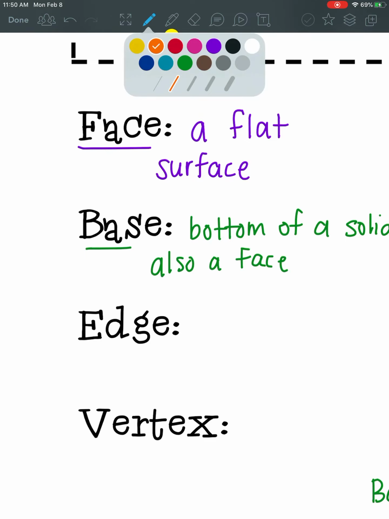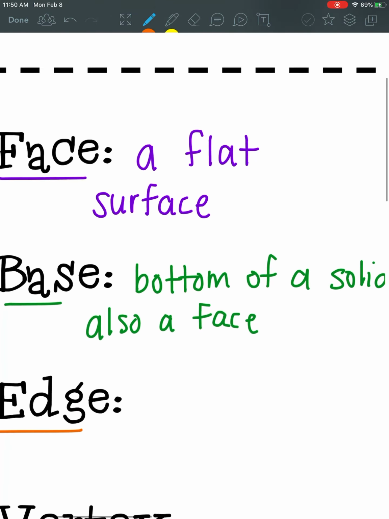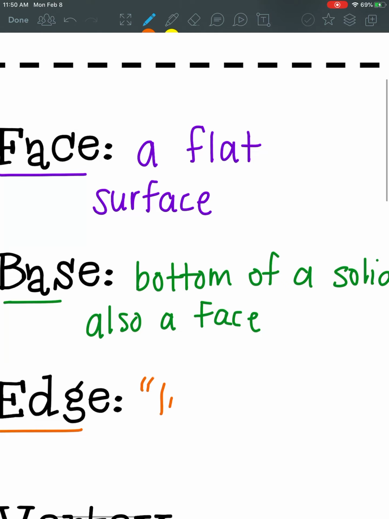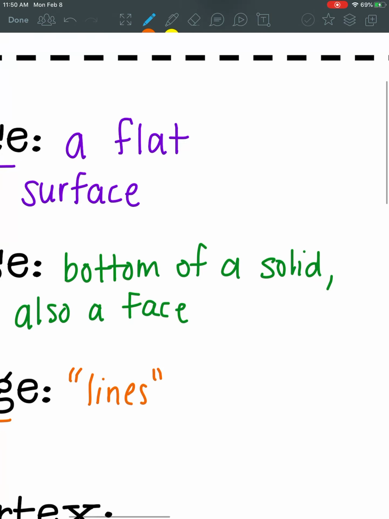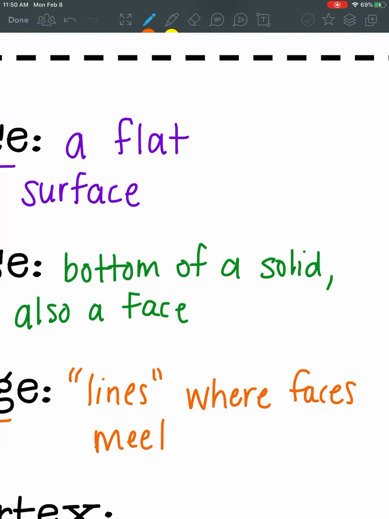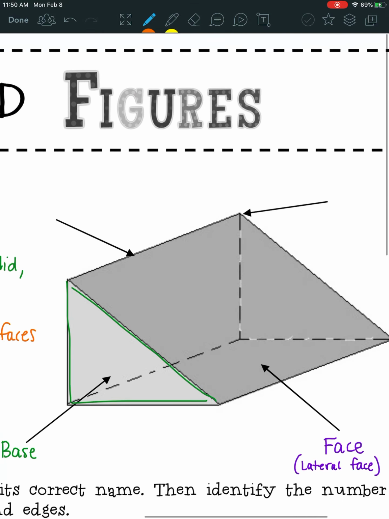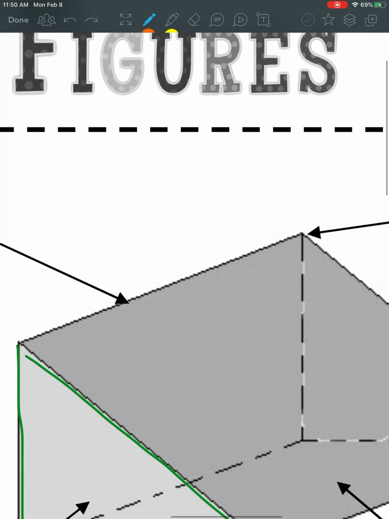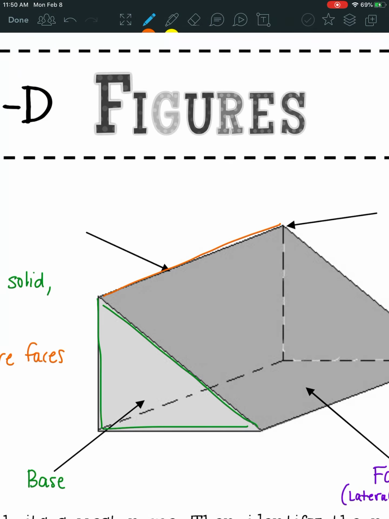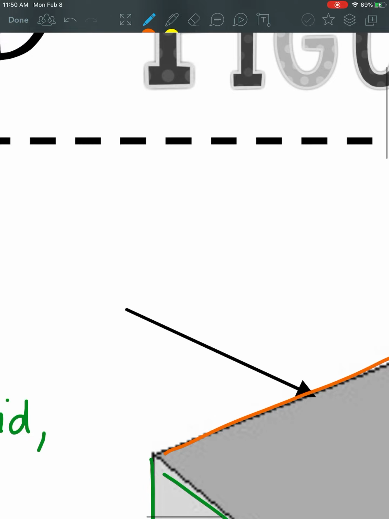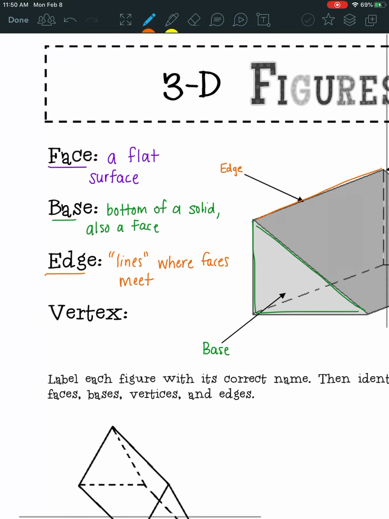An edge is basically a line, and this is where the faces meet. So lines where faces come together or meet. So for example, we are pointing right here, that front face that we pointed to, and then that back face, those are coming together at the edge there.